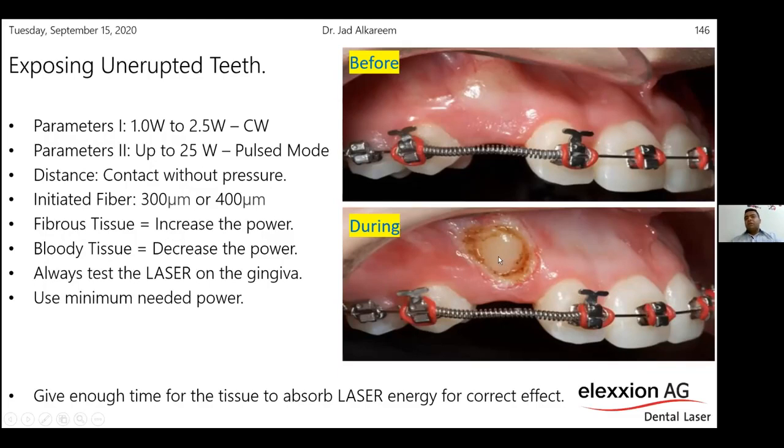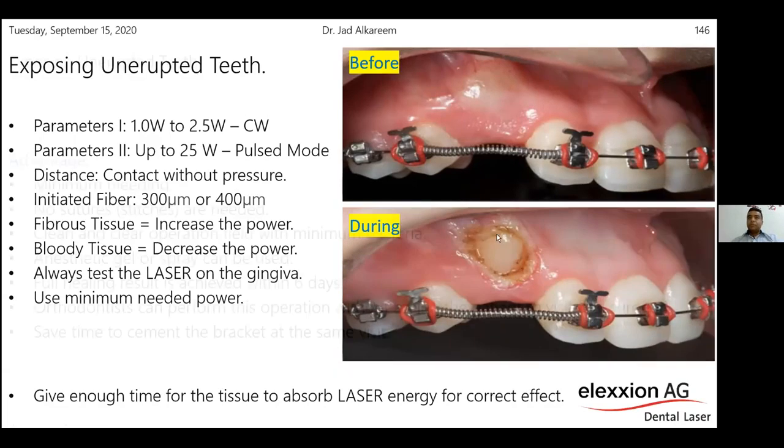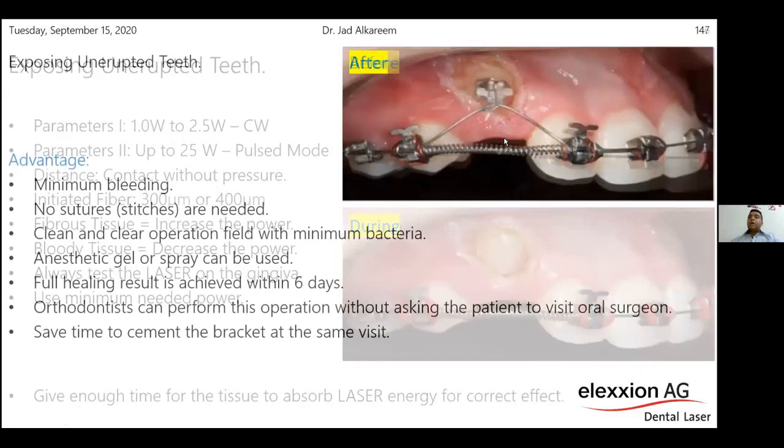If the tissue is fibrous, then you need to increase the power. And if the tissue is rich in blood or dark in color, then in that part you can decrease the power. Here is the picture after attaching the brackets.